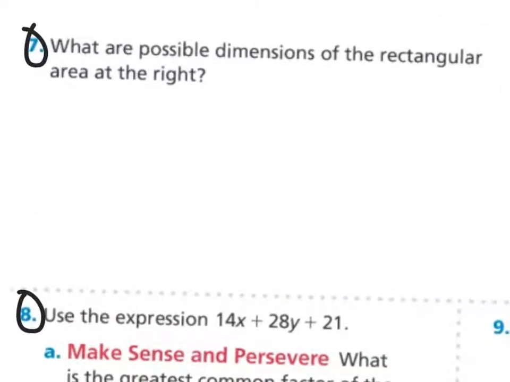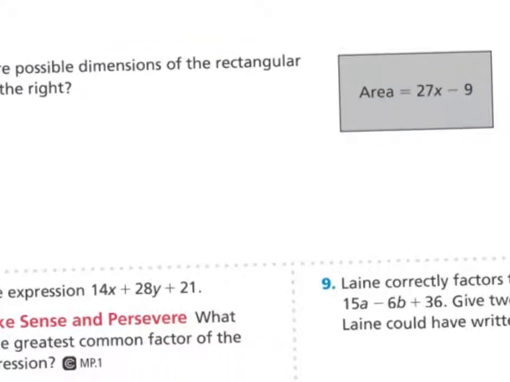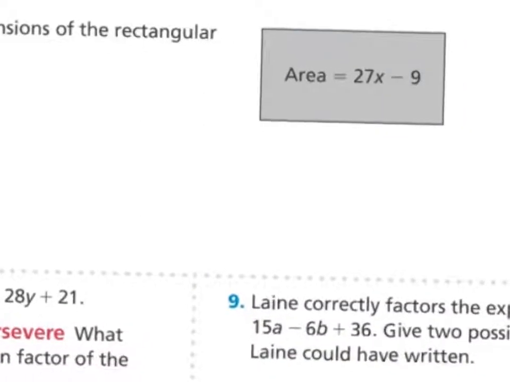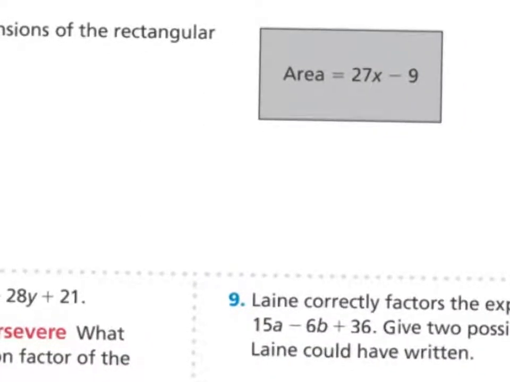Number 7, they're asking what are the possible dimensions of the rectangular area at the right. When they talk about dimensions of a rectangle, that means length and width. So we're trying to figure out what our length and width could have been. We know the area of a rectangle is length times width. So if our area is 27x minus 9, we need to factor that. If we can factor something out, get it to be something times something else, then we can say one of those factors is my length and the other factor is my width.